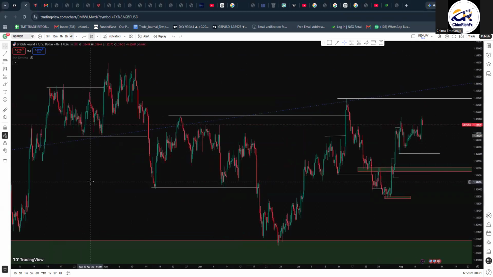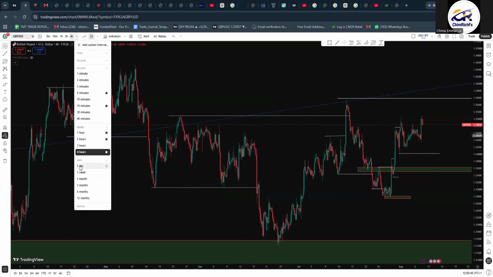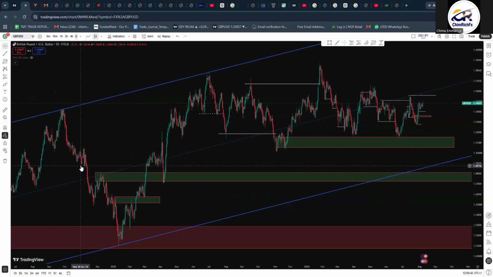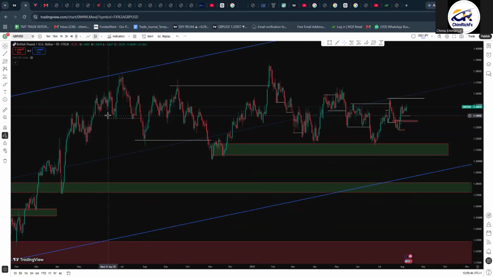I think during the course of the week, I did another analysis and I discovered something quite interesting on the British pound. And this is what I discovered. I don't think it's even a discovery. It's just me analyzing the market, and I found something amazing.